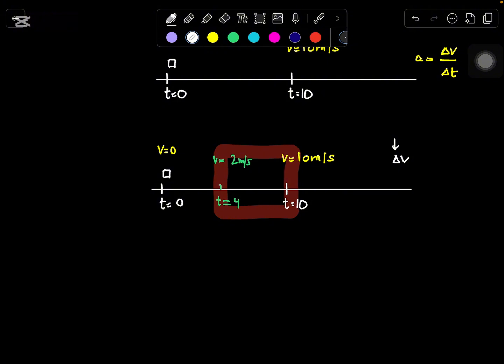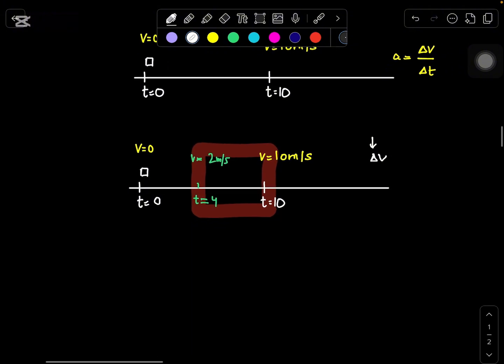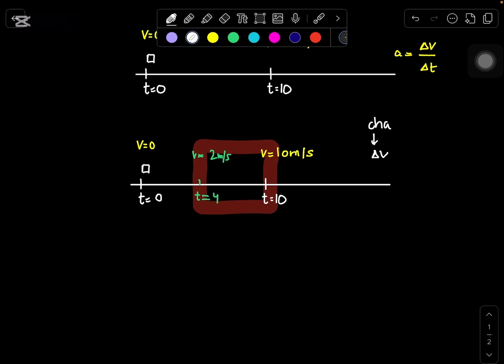I use this triangle, which I call delta. It just represents change. So I'm just going to write change. We use this symbol to represent change in our formulas and calculations. It just makes it easier to write down things. Over change in time. So what is your change in velocity? How much velocity has increased? It went from 2 to 10, right? So the increase is 8 meters per second.